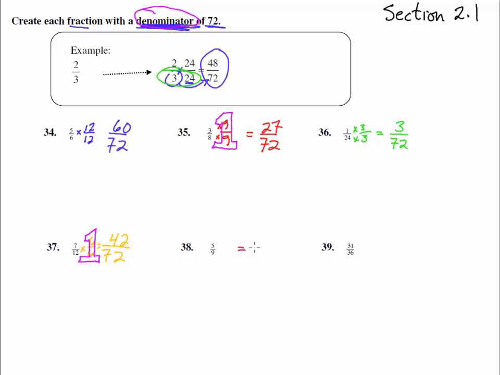We've got to times it by something to equal something over 72. Well, we're going to times it by, let me see, 9 times, oh, that's an 8. So we times by an 8 on the top. 5 times 8 is 40. Excellent. And the last one.